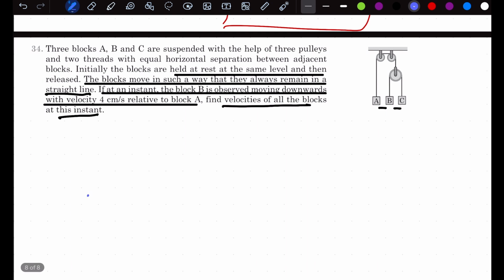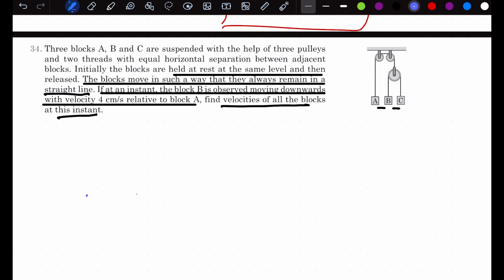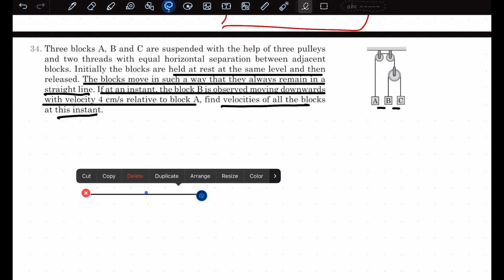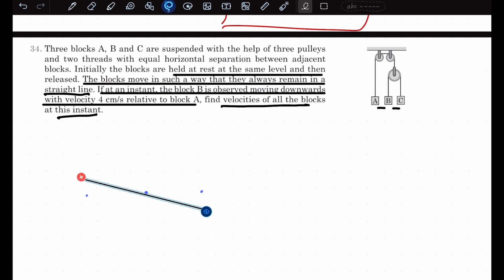This is the block A, this is block B, and this is the block C. They are at equal separation from each other like this, and initially they are horizontal in a straight line like this. And now when they move, they are moving in such a way that always they are in a straight line like this. I'm rotating this straight line, so like this they are rotating.